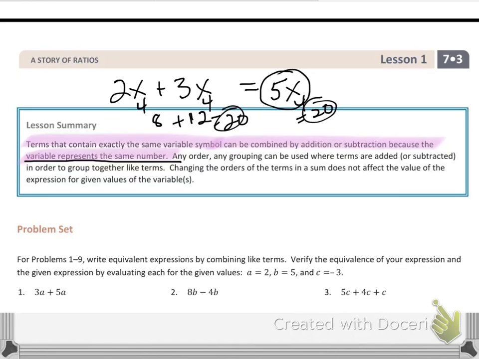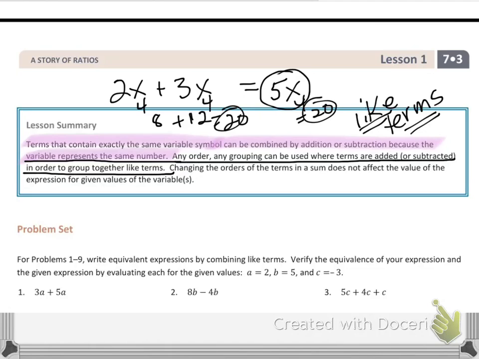So these can be combined, and we call them like terms. This is an expression you're going to hear a lot. Like terms can be combined. Now this idea of any order, any grouping can be used where terms are added or subtracted in order to group together like terms. Changing the order of the terms in a sum does not affect the value of the expression for given values of the variables. And again, this applies in many ways to multiplication as well.